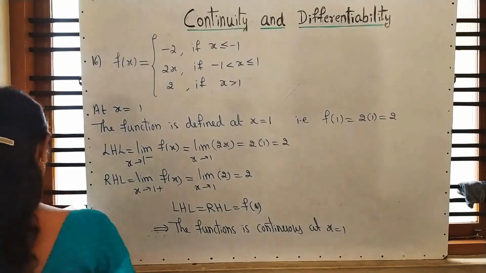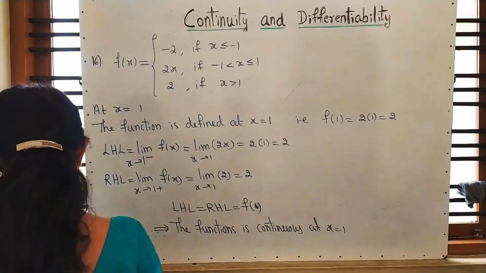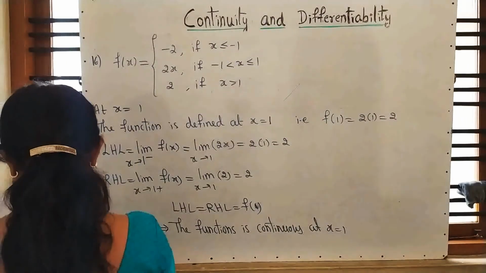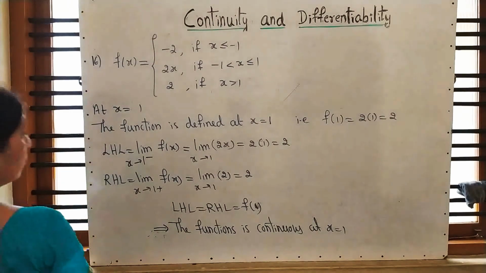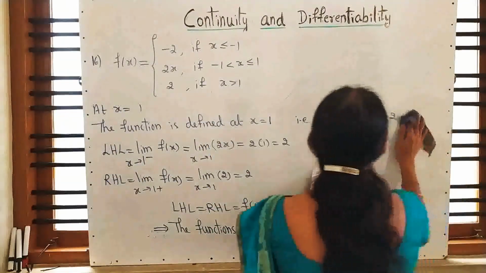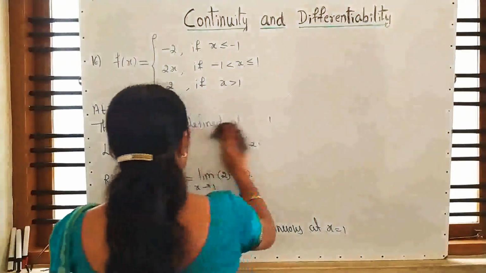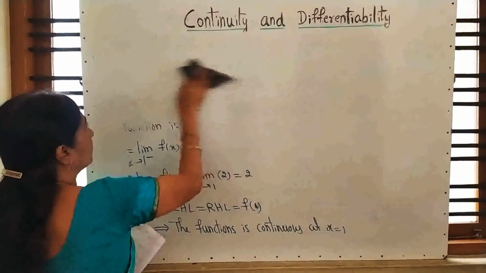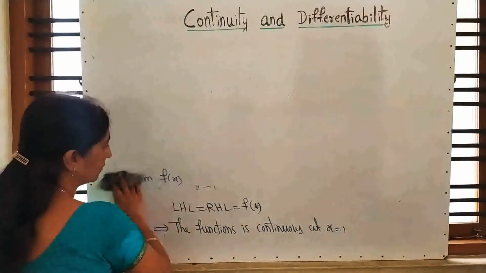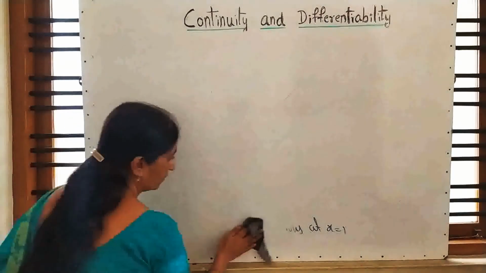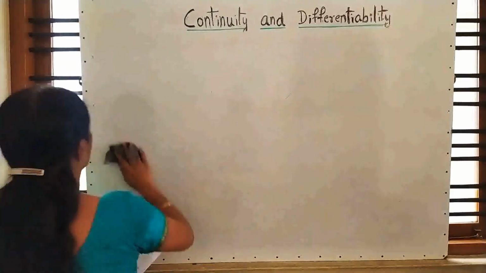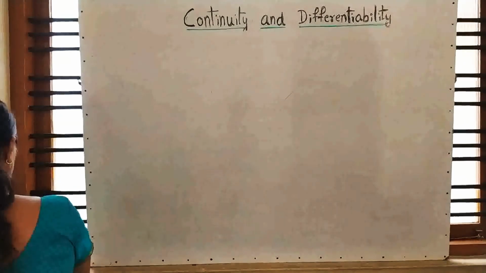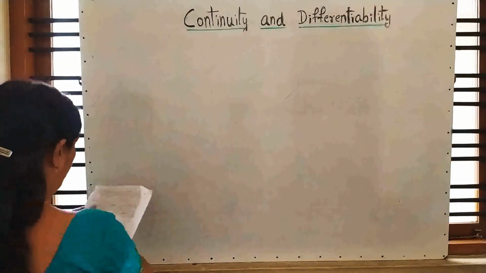Moving to the next question. 17th I already did. 18th also I did. Even the 19th I did. 20th I have not solved and I have not given as an assignment or homework. Now I will solve question number 20. Write it.